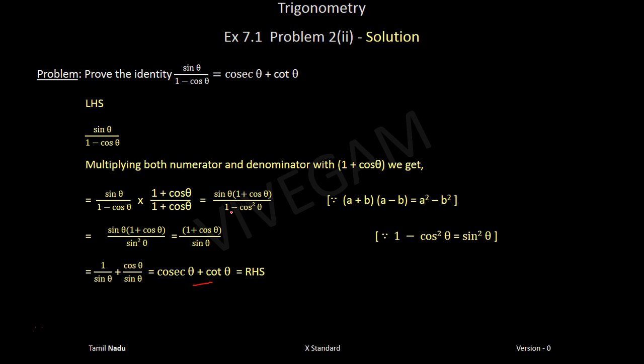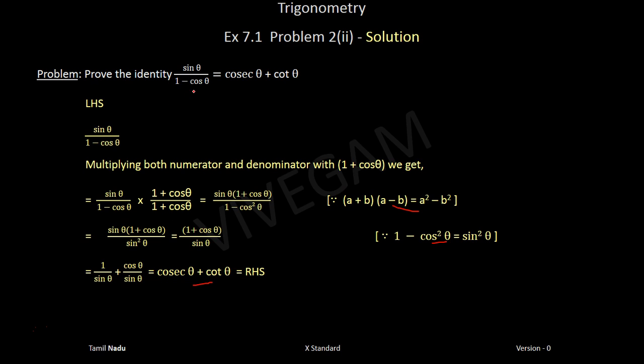I missed explaining this. 1 minus cos square theta, you have the formula, right? 1 minus cos square theta is sin square theta. So that is what I have written here. All the applicable formulas, we have just written here for you to recollect, to trigger your thought process. Okay, so this is how this problem is done.